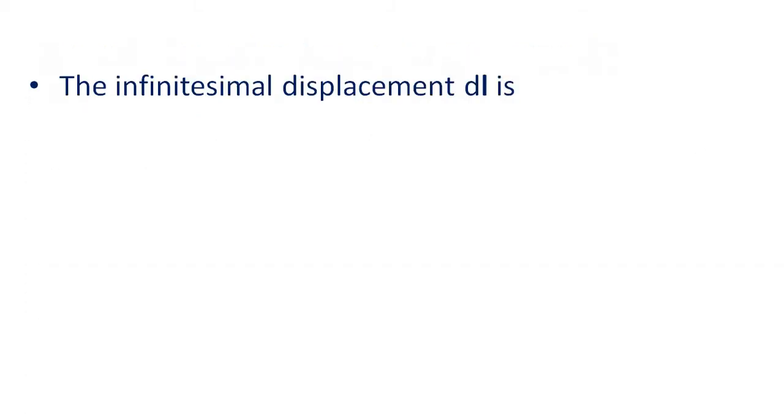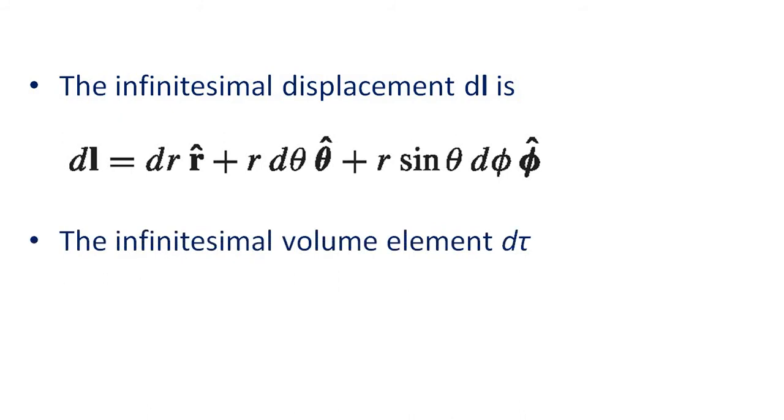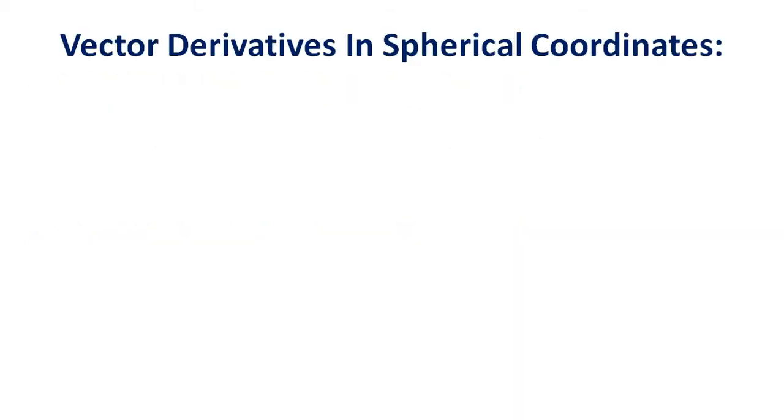Now, the infinitesimal displacement dl in spherical coordinates is given by dl equal to dr r cap plus r d theta theta cap plus r sin theta d phi phi cap. The infinitesimal volume element d tau can be written as d tau equal to r squared sin theta dr d theta d phi. Now, vector derivatives in spherical coordinates.